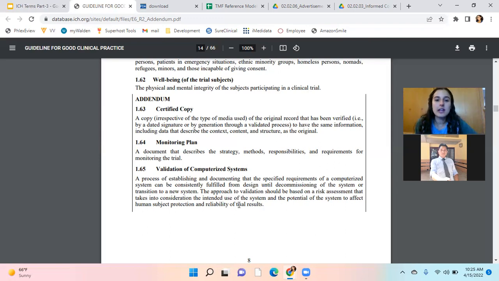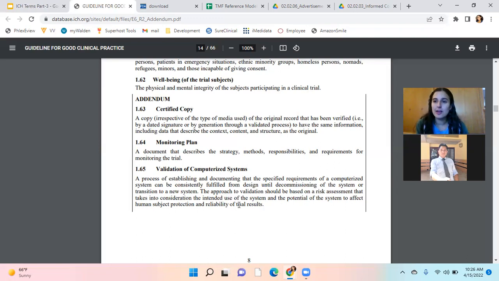A process in establishing and documenting the specific requirements of a computerized system that can be consistently fulfilled from design until decommission of the system or transition to a new system. The approach of validation should be based on a risk assessment that takes into consideration the intended use of the system and the potential of the system to affect human subject protection and reliability of trial results.